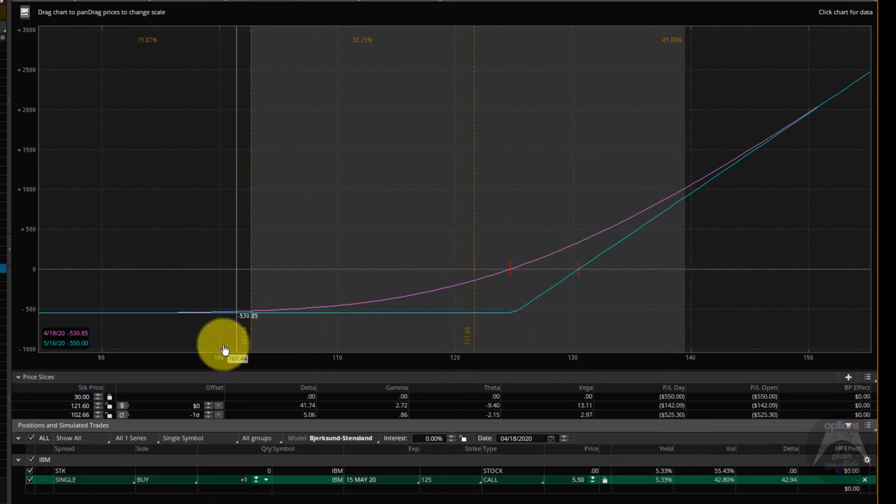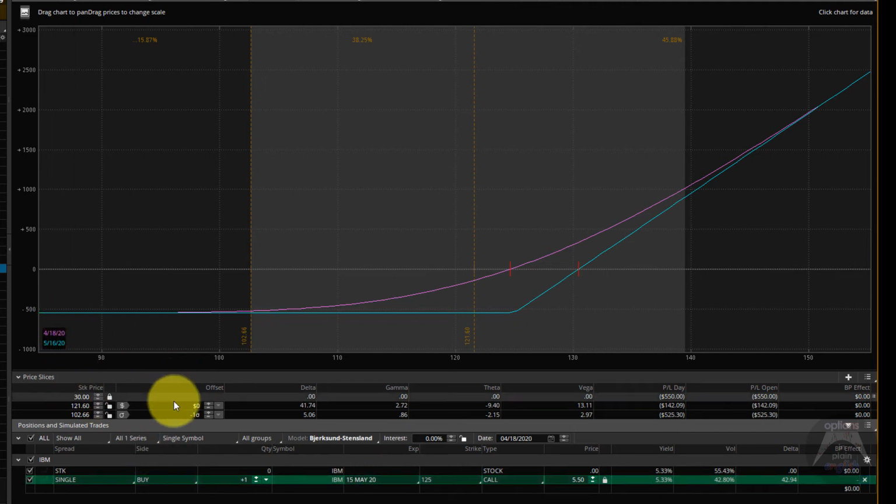So we're talking about a risk profile graph. This is exactly what I was talking about. You can see the blue line is the solid line, the line at expiration. This is going to be expiring on the 16th of May, so one day after it expires on the third Friday of May in this case.